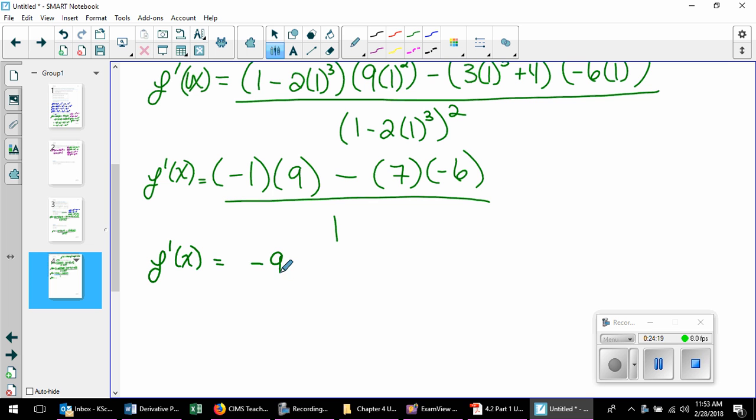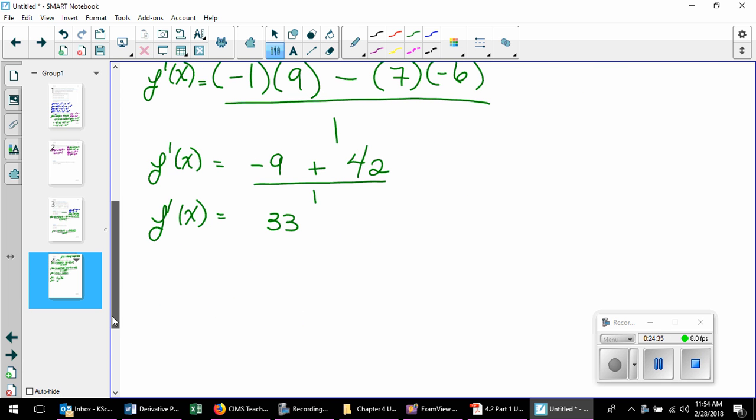So I have -9 plus, what's 7 times 6? 42. All over 1. So what's 9 from 42? 33. So the derivative at x equals 1 has a value of 33. Okay, so what does that 33 represent? The slope of the tangent line. So the slope is 33 of the tangent line when x is equal to 1.